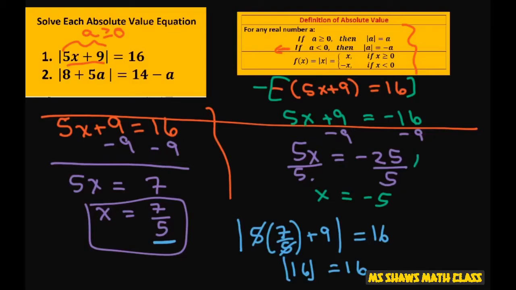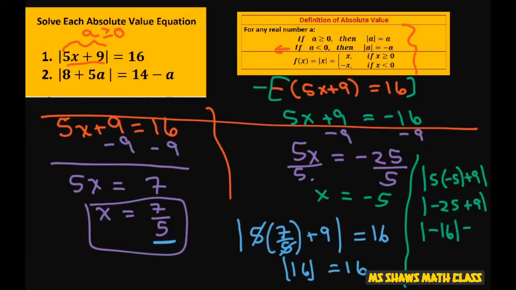If you plug in negative 5, you're going to get the absolute value of 5 times negative 5 plus 9. And that equals negative 25 plus 9, which equals the absolute value of negative 16, which equals 16. So that means that we did it right. So you can always check your answer if you're taking a test or something.